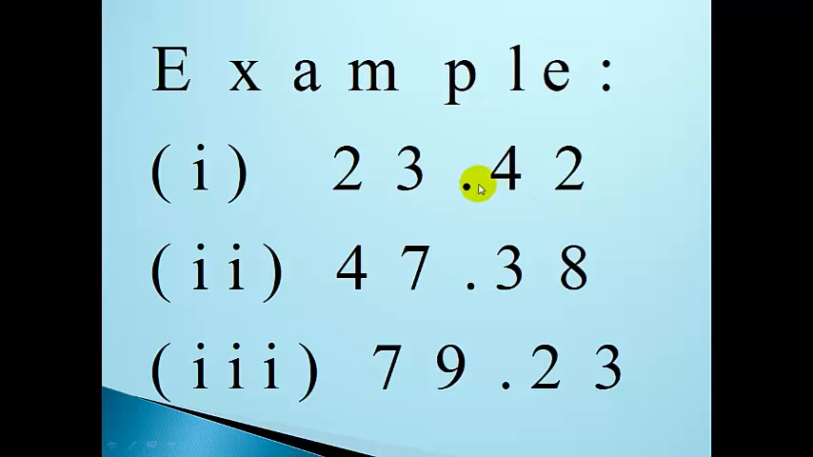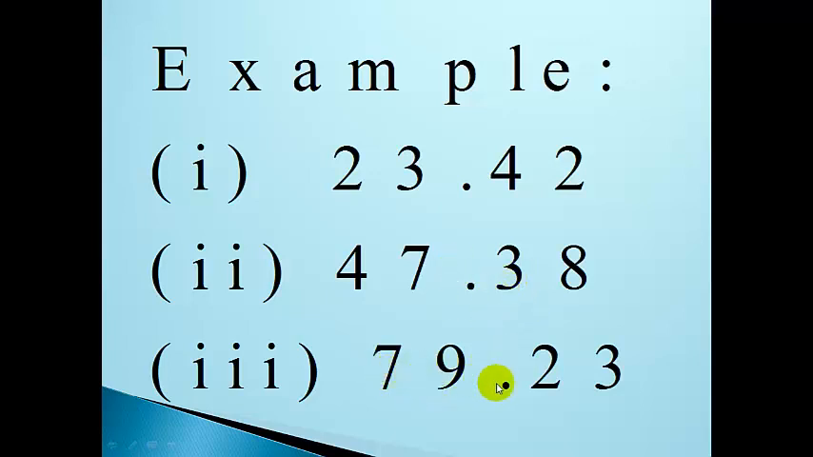So the digits after the decimal point determine the number of places of the decimal fraction. Because we have two digits after the decimal point in example 1, it means that 23.42 is in two decimal places. Now considering the example in II, 47.38. Here, because we also have two digits after the decimal point, it implies that 47.38 is in two decimal places.